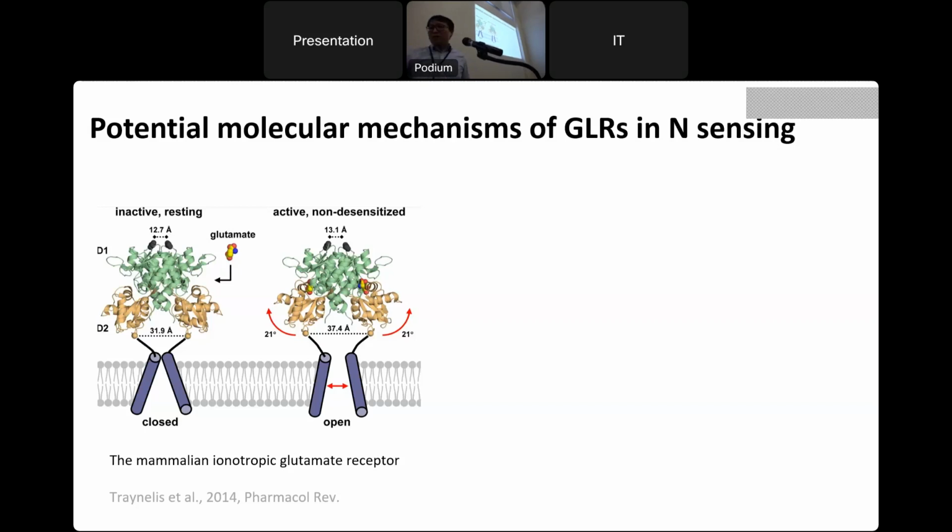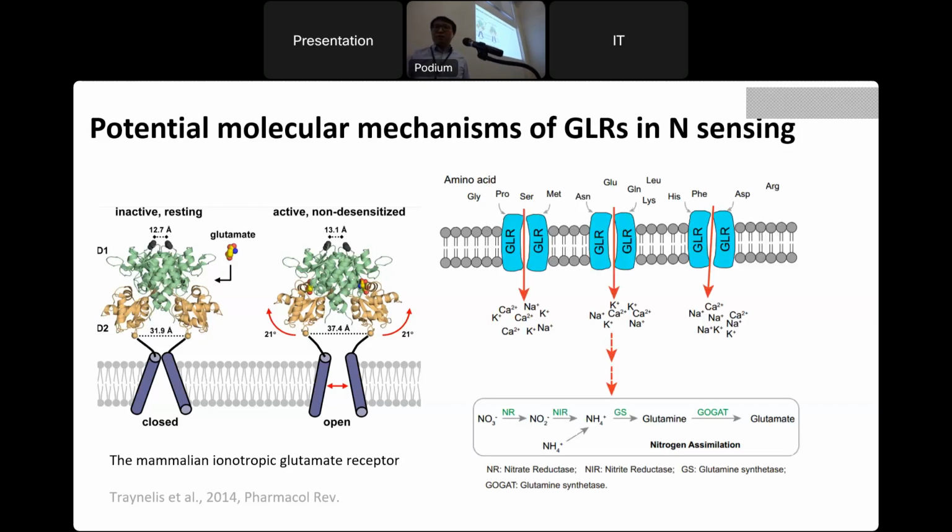In plants, especially in Arabidopsis, there are some studies suggesting that this GLR is a broad spectrum amino acid sensor. It's not only glutamate specific. It can interact with a broad spectrum of amino acids and open up the gate, let the signal pass through, and activate a series of downstream, possibly nitrogen pathway genes.